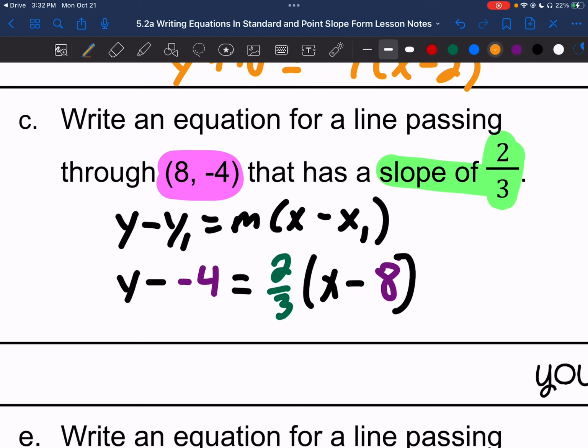Now, again, I see a double negative here. I want to clean that up. So it's going to be y plus 4 is equal to 2/3 times the quantity x minus 8.